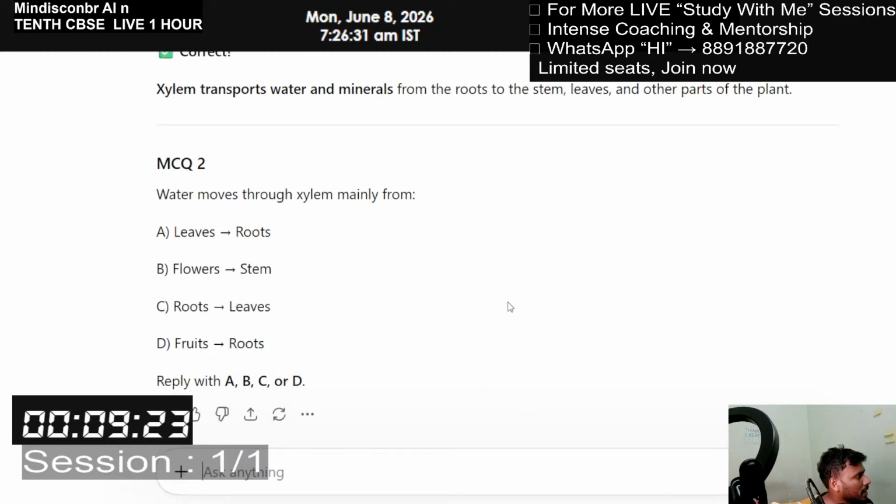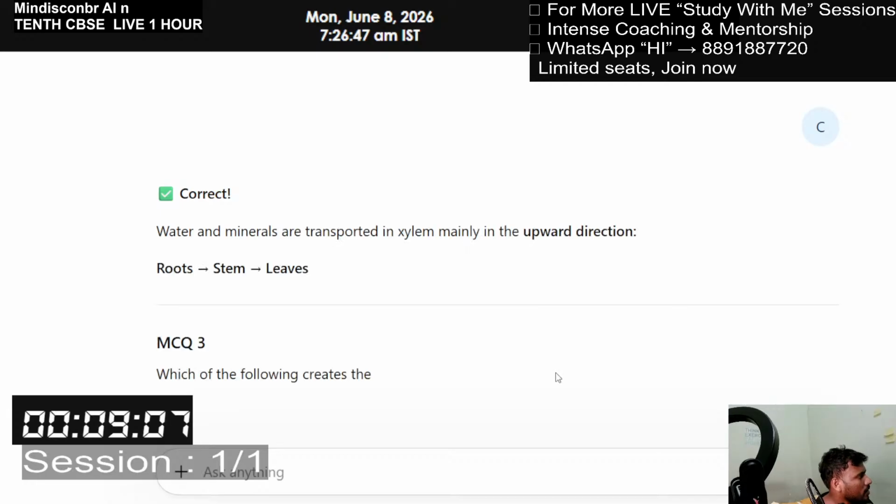Water moves through xylem mainly from: leaves to roots, flowers to stem, roots to leaves, or fruits to roots? Roots to leaves. Water and minerals are transported in xylem mainly in the upward direction, that is roots to stem to leaves.